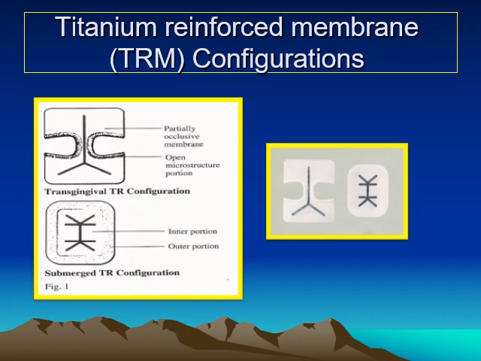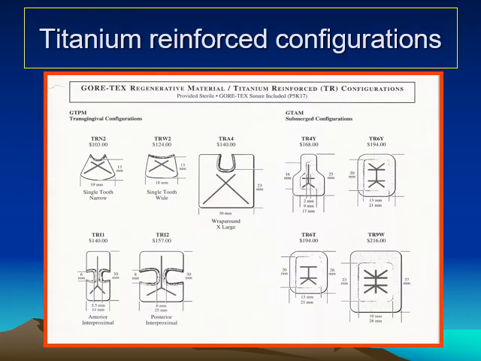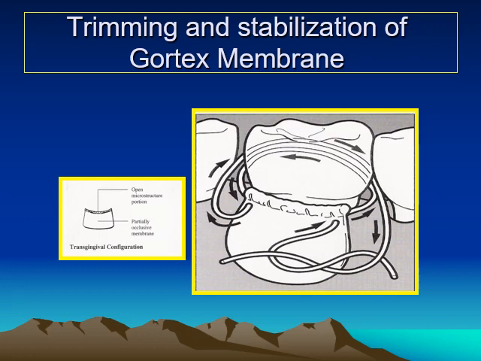The titanium reinforced membranes are also present in transgingival configurations and submerged configurations, and in different configurations and sizes to adapt to the different sizes and shapes of the defects. After the appropriate configuration is chosen, it should be trimmed for adaptation to the defect. The material should overlap the bony margins of the defect by at least 3 millimeters. Over-trimming of the material may provide access for unwanted tissues into the defects. When trimming the transgingival configurations, do not completely remove the open microstructure portion, which is designed to inhibit rapid epithelial migration.